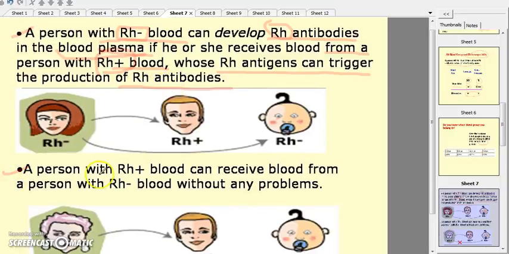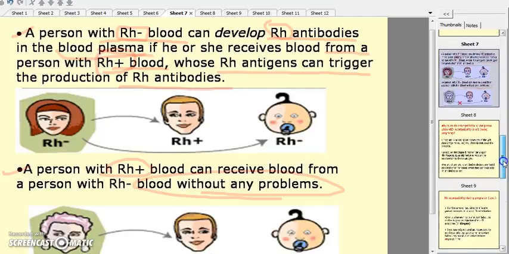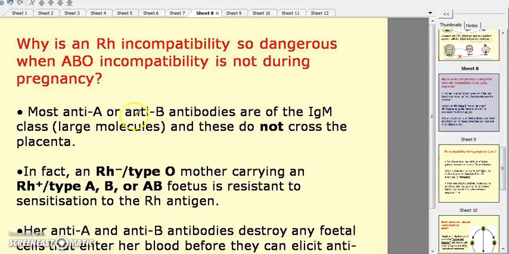A person with Rh positive blood can receive blood from a person with Rh negative blood without any problems. They won't develop any antibodies. Got it? Rh positive is already present, and because Rh positive is a dominant factor, they won't create any problem.